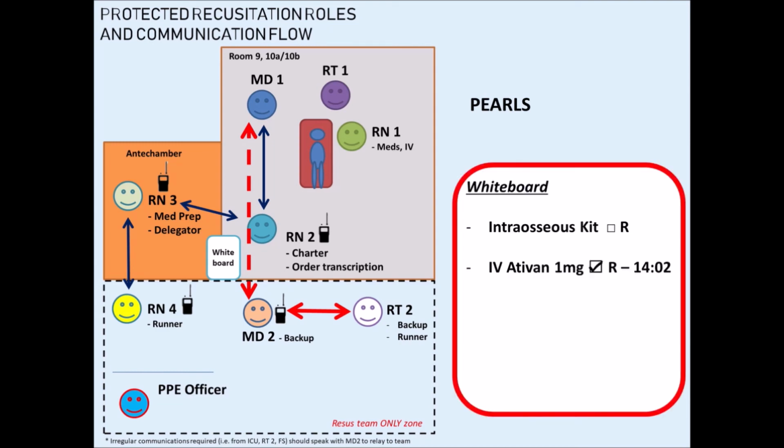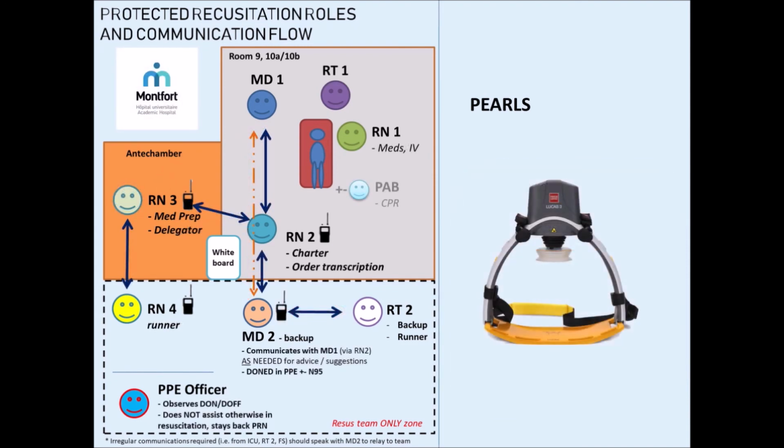4. If orders are not written on the whiteboard, they are not considered ordered. MD1 should repeatedly verify that their orders are properly transcribed. 5. RN2 and 3 should be proactive and follow up on medications not yet in the room or not yet given. MD1 and MD2 can also keep an eye on this as well. Finally, CPR can be a resource-intensive process. PABs trained in donning and doffing are available to provide CPR support. However, the use of a Lucas 3 can also be requested and placed onto the patient by MD1 and RN1.